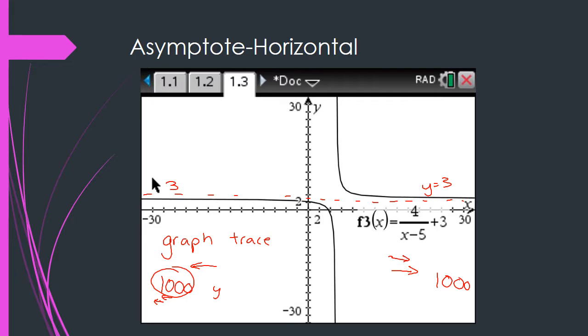So how would we write this in our chart? We would write a horizontal asymptote at the point y equals 3.